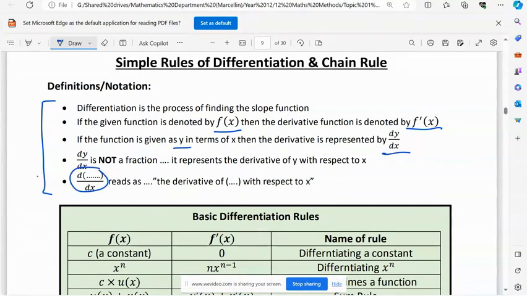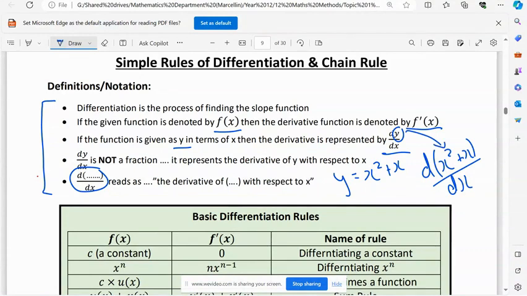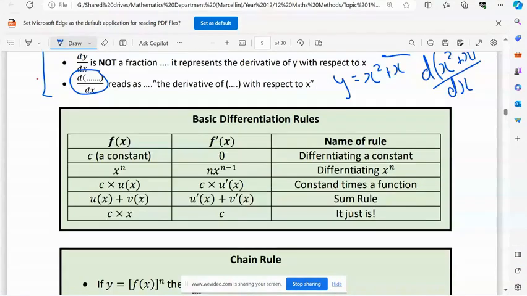And just another one, note if you've got y equals x squared plus x, another way to write the derivative, which is quite clever, is d/dx of (x squared plus x). So what they're trying to say is, listen, y is actually equal to that. Can you just find the derivative of it? Okay, so you've got your rules here.